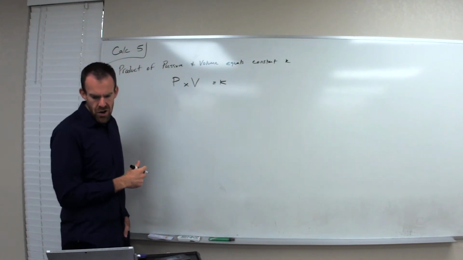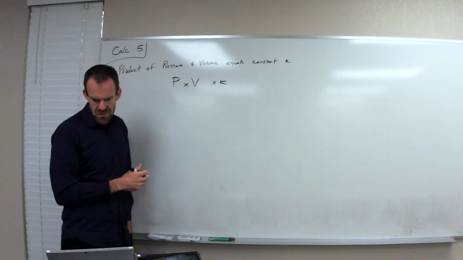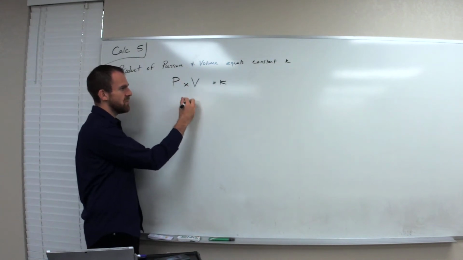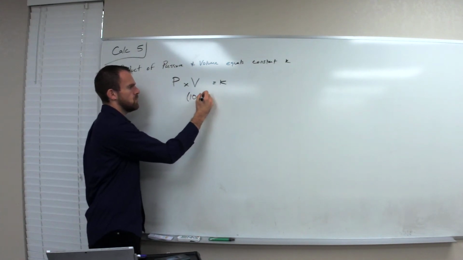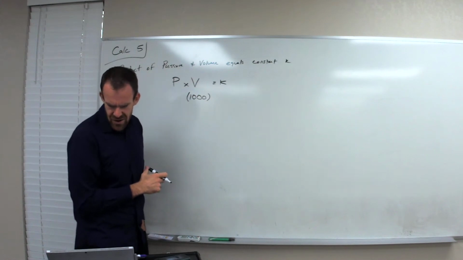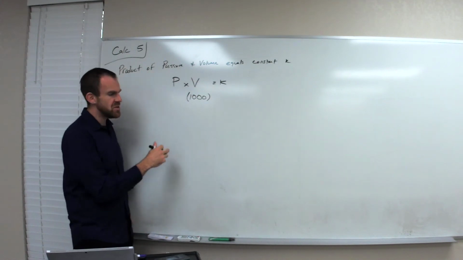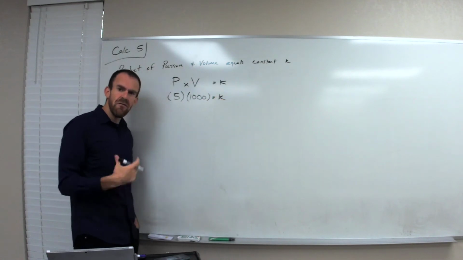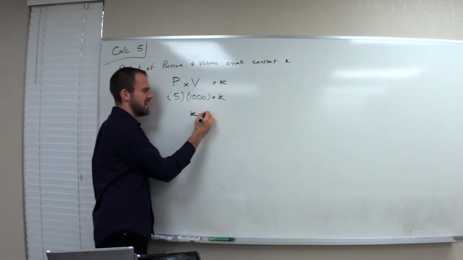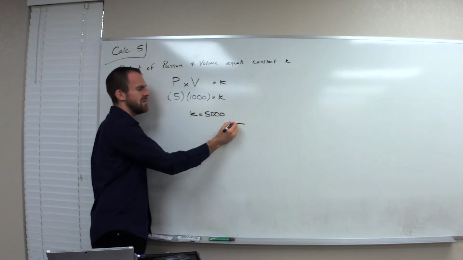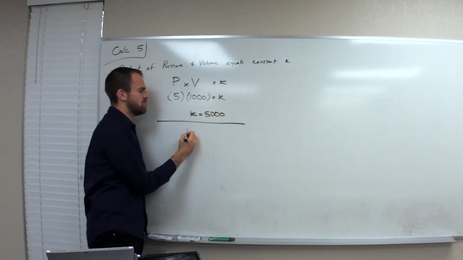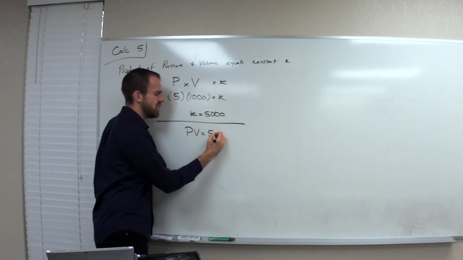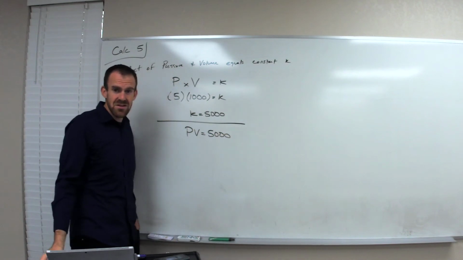So when there are 1,000 meters cubed, when we see meters cubed, we think volume, of a particular ideal gas, the pressure is 5. So they give you enough information to solve for K. K is 5,000. Now I'm going to plug that in and redo my equation because I assume they're going to ask me to solve for something.